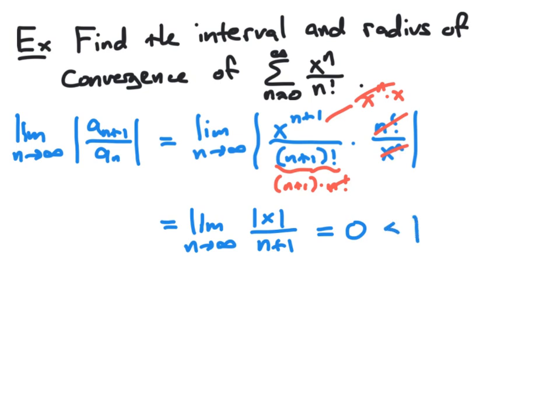And so here, we are now able to conclude from the ratio test that regardless of our value of x, the limit of our ratio is always 0, which is less than 1. And therefore, this particular power series converges for all values of x.